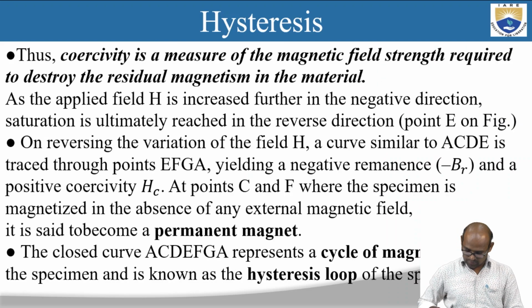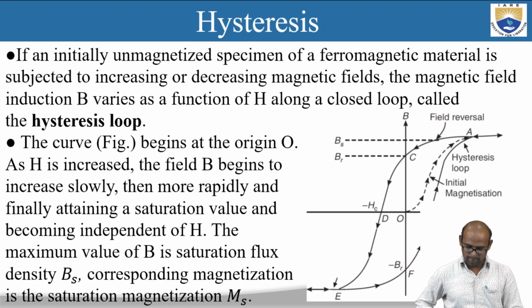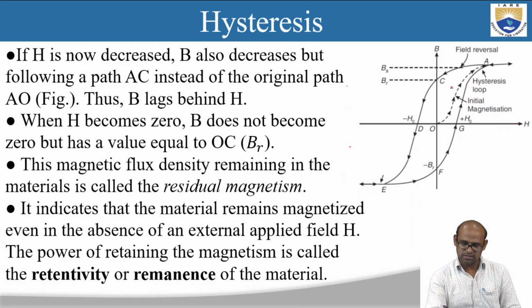So now we have seen up to here. We have applied the magnetic field in this direction, and as we decrease the applied magnetic field, we find that there is a residual magnetism. Then to destroy the residual magnetism, we applied the field in this direction, and we found that the magnetic field induction decreases to 0. But again, as we increase further, the magnetic field induction also increased.